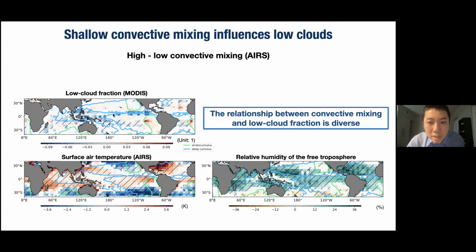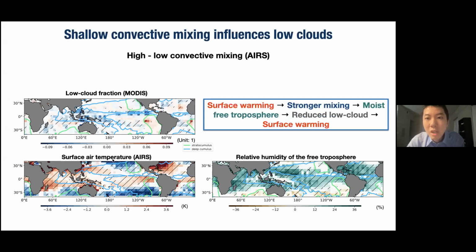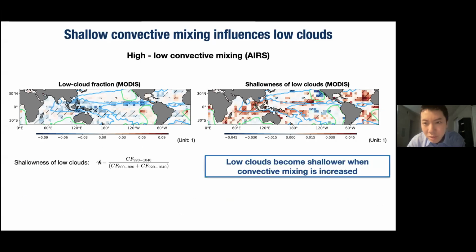And if we look at other environmental variables like surface temperature and relative humidity of the free troposphere, we find that this is consistent with our previous hypothesis. When we have stronger mixing, we'll have moisture in the free troposphere, and that may reduce low cloud and amplify surface warming. We also look at the shallowness of low cloud, but I will skip that here.